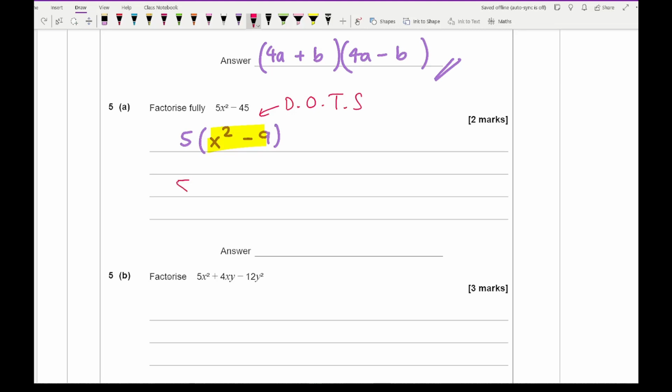So it's going to be 5. And then set up my double bracket. What do I have to square to get x squared? Well, that's going to be x. What do I have to square to get 9? That's going to be 3. One's a plus, one's a minus, and there's my final answer.